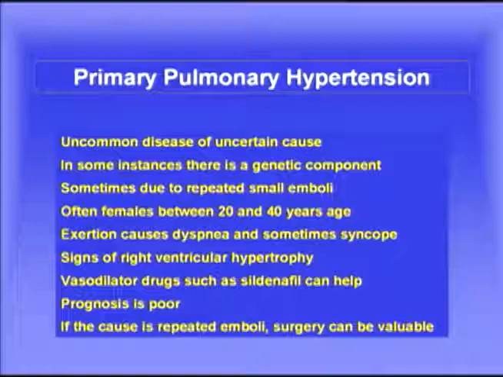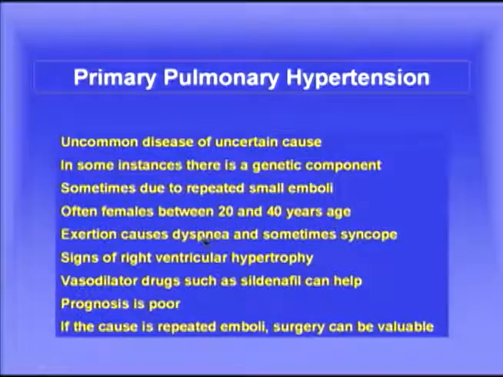Primary pulmonary hypertension is a relatively uncommon disease, but recently there's been much more interest in this. Its cause is, says here, uncertain. I would say in most cases unknown. Although in some instances there is a genetic component, and that's something that's been described relatively recently. As I said, occasionally it's due to repeated small emboli. The population in which this is mostly seen are women between 20 and 40 years of age.